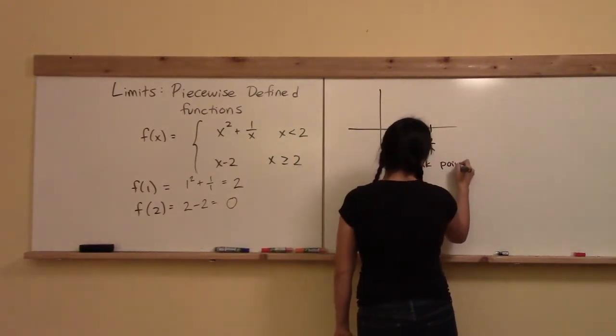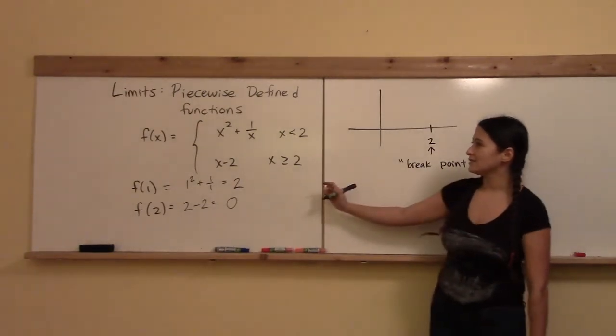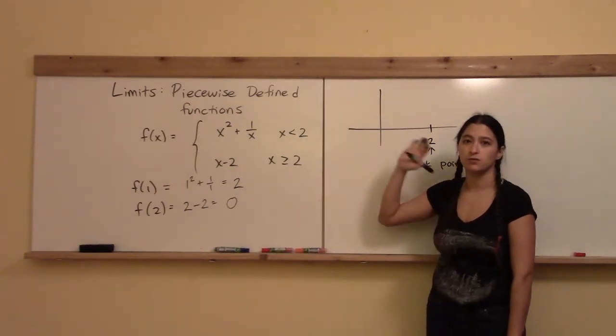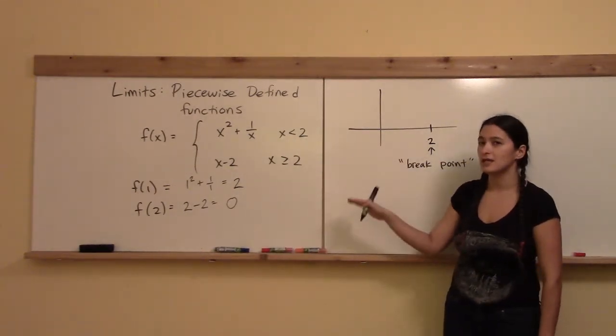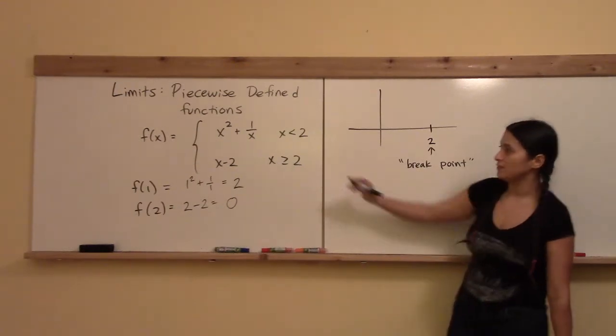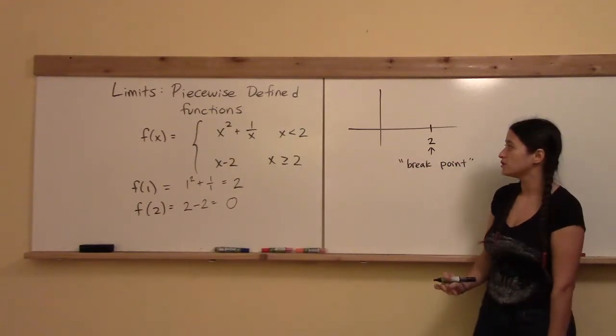The reason I call it the breakpoint is because the number x equals 2 is where we decided to say, stop, I don't want to do that anymore. Now I want to do this instead. Okay, so that's where we broke the definition and decided to put in something new. So if you hear me say breakpoint, that's what I mean. It's going to be the number at which we changed our mind on a piecewise defined function.